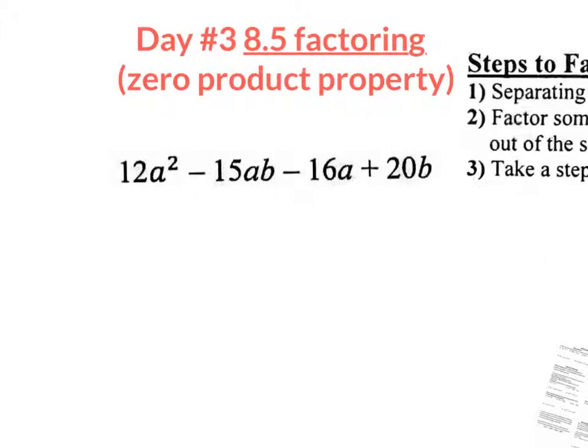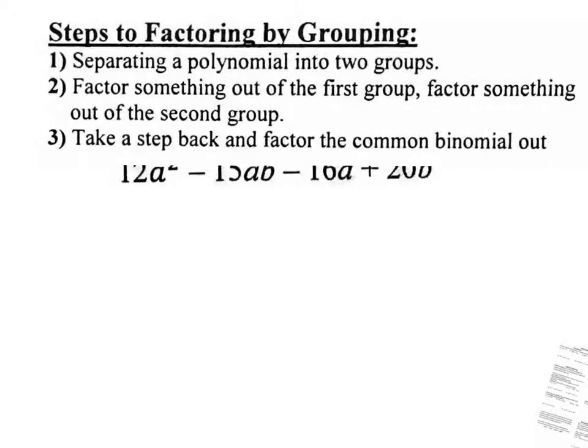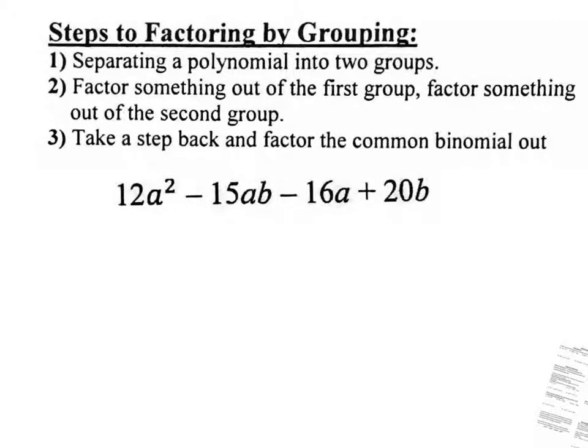And in case you forgot, here are the steps to factoring by grouping. Step 1, separate it into 2 groups. Step 2, factor something out of the first group, factor something out of the second group. Step 3, take a step back and factor the common binomial out. So I want you to pause it, go for it, then I'll explain it.